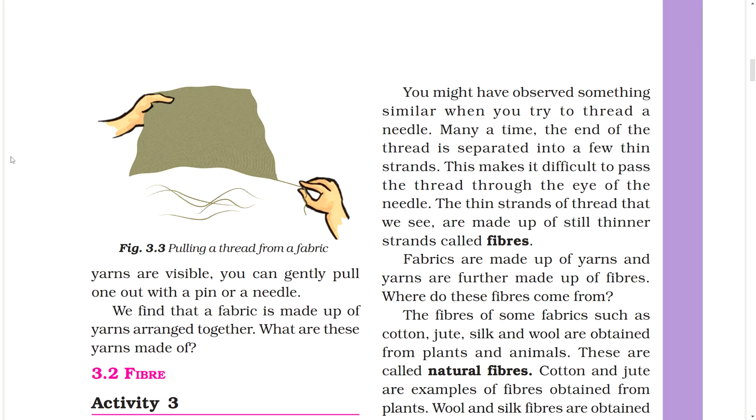You might have observed something similar when you try to thread a needle. Many a time the end of the thread is separated into a few thin strands. This makes it difficult to pass the thread through the eye of the needle. The thin strands of thread that we see are made up of still thinner strands called fibres. Fabrics are made up of yarns and yarns are further made up of fibres. Where do these fibres come from?